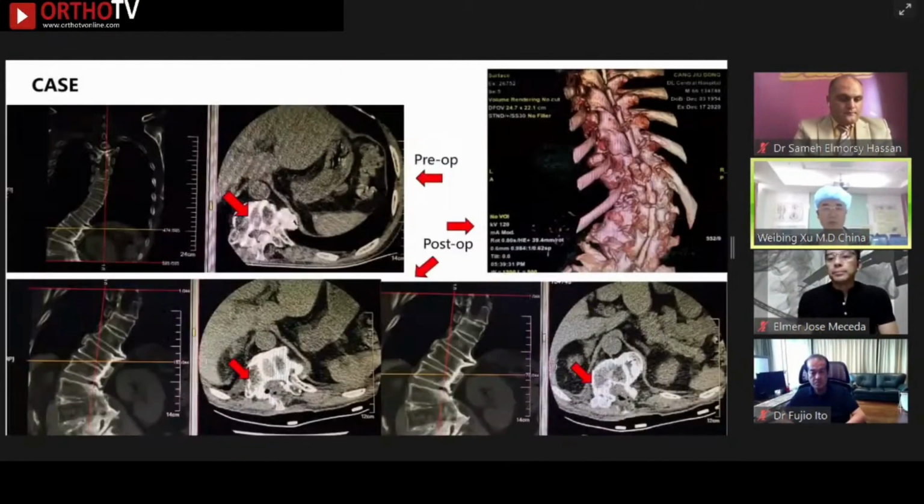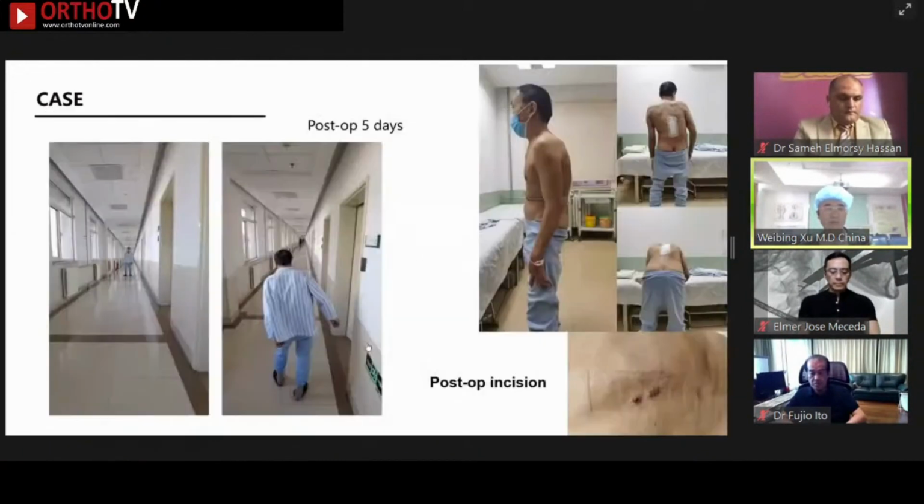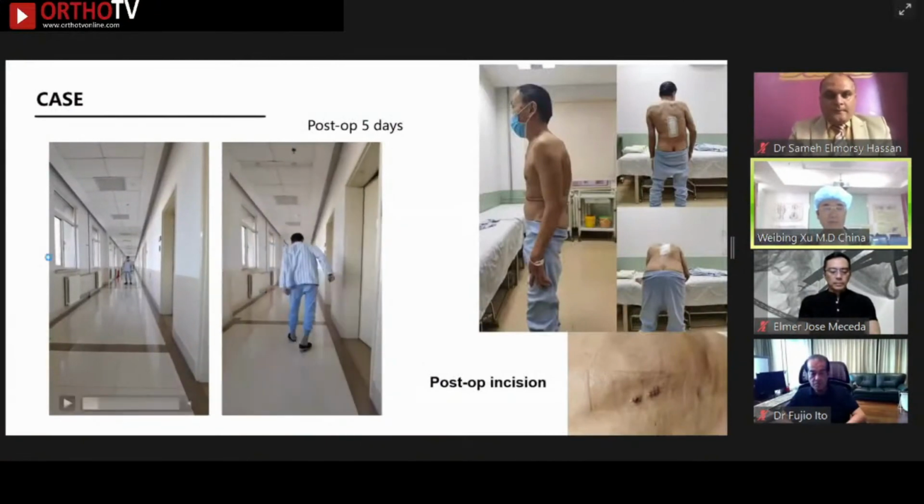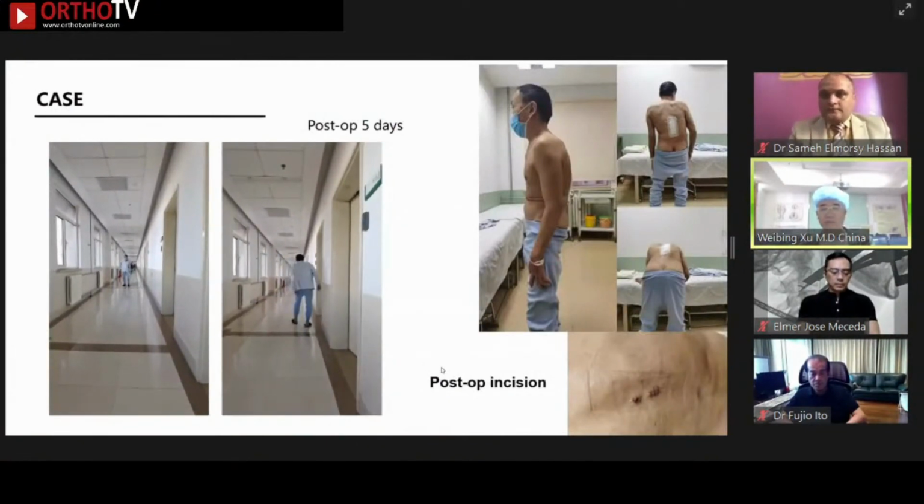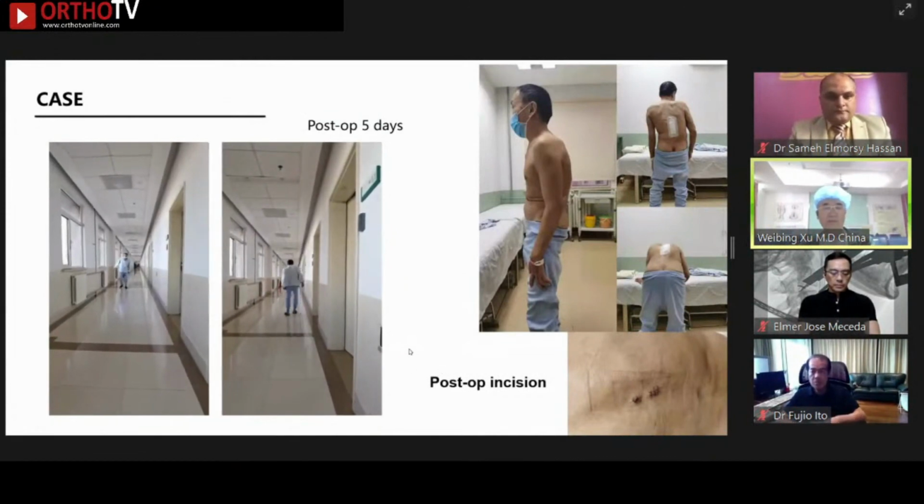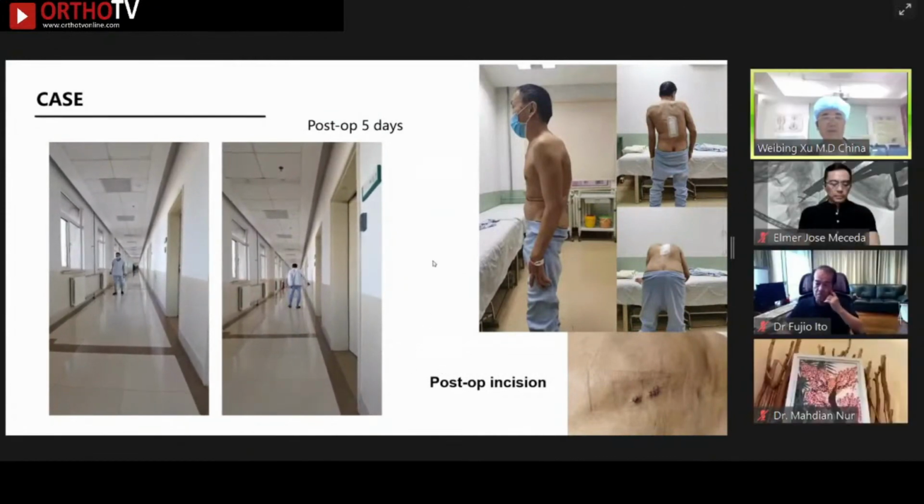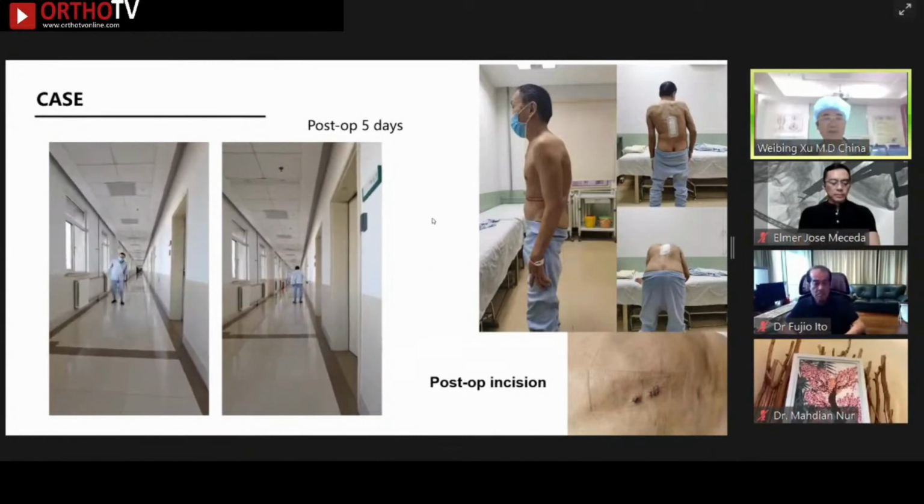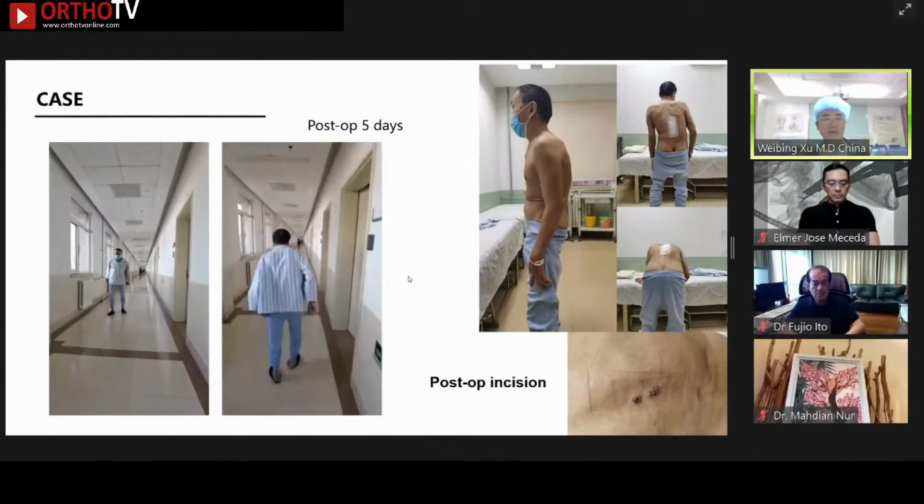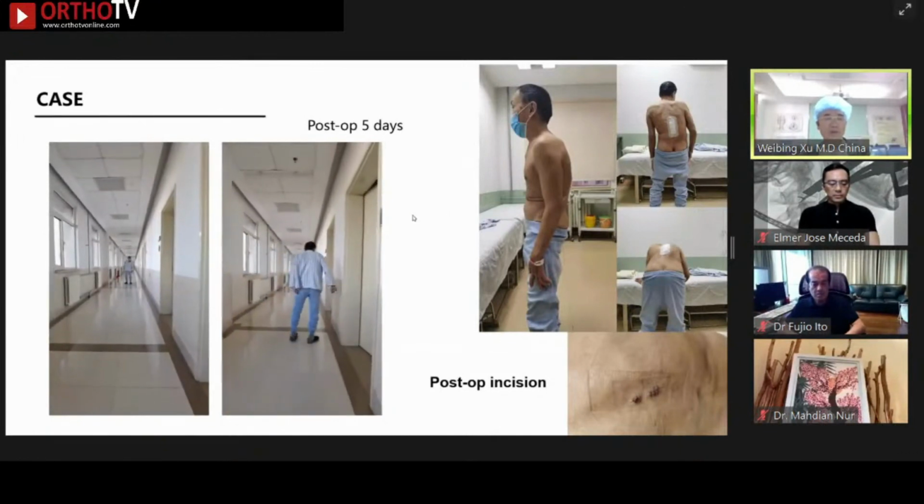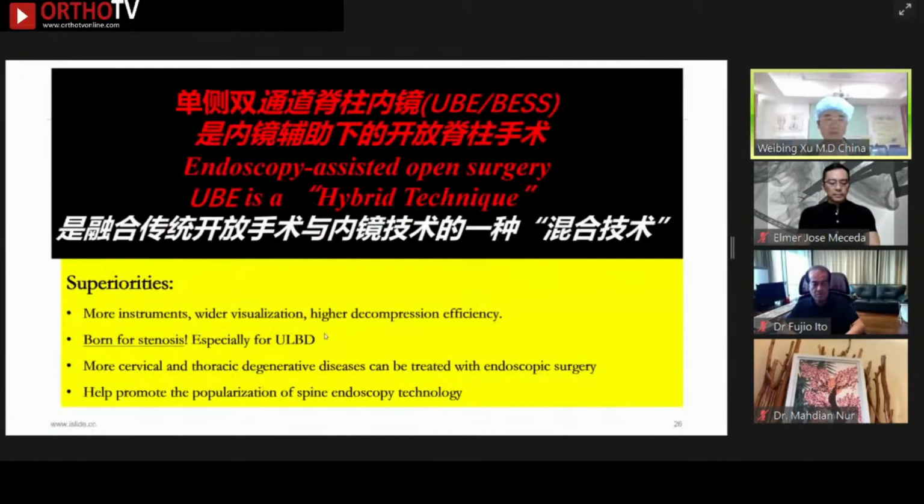Pre-operation and post-operation. The patient can walk by himself. Before operation, the patient couldn't walk by himself. So UBE base is an endoscopy assisted open surgery. Thank you.